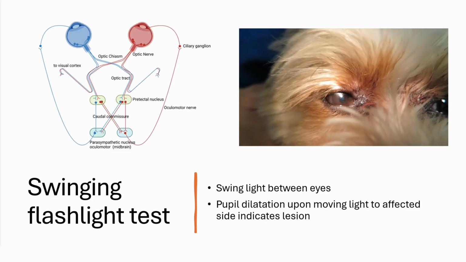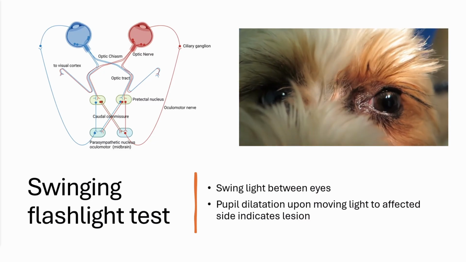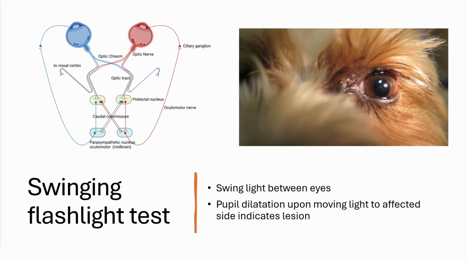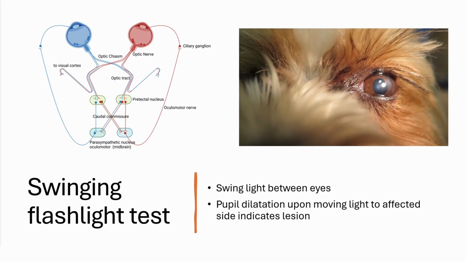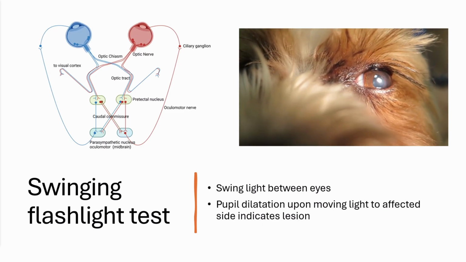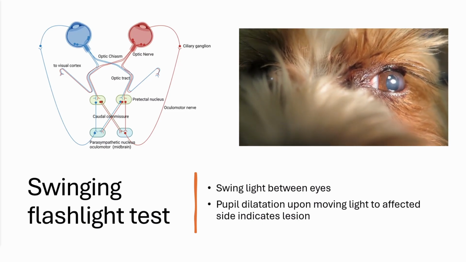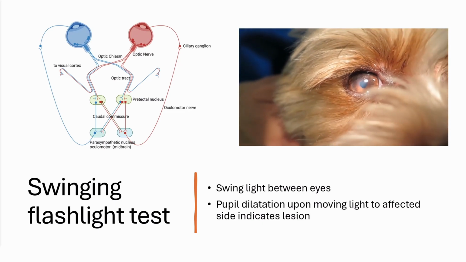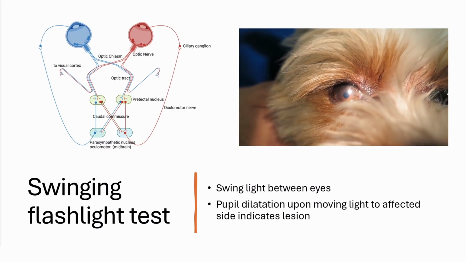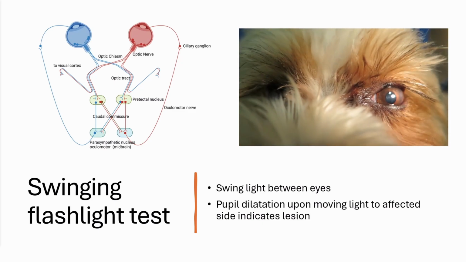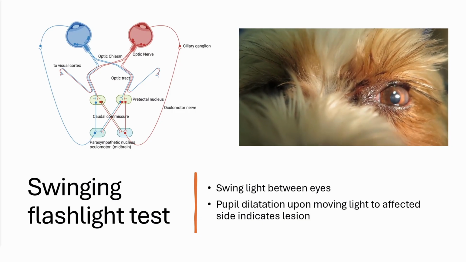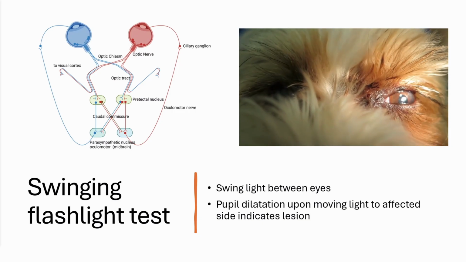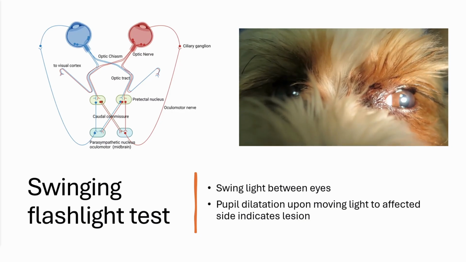So constriction, dilation, constriction, dilation. So this tells us that we have a lesion in that optic nerve on the left hand side.